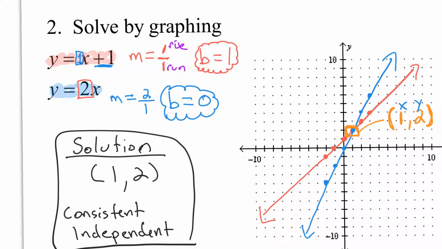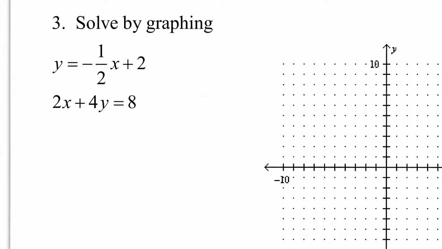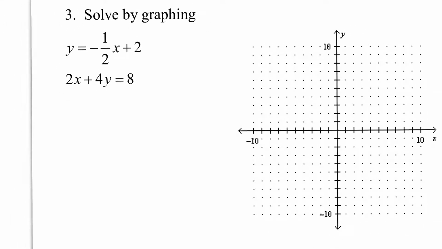So let's go ahead and try another example. Example number 3, same thing, you guys want to solve, but there's a little bit of a difference here. The first equation is in slope-intercept form, y is by itself, so you guys can see the slope, you guys can see the y-intercept. The second one is not slope-intercept form, so you guys cannot say this is your slope. This is actually the standard form.